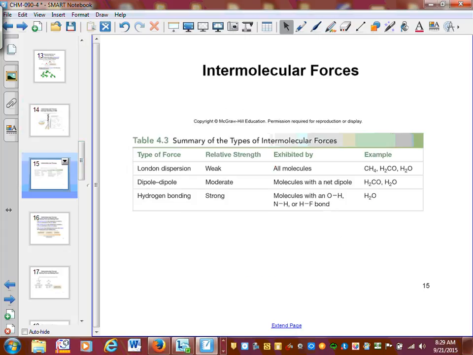So, summarize. London dispersion forces, they're weak. All molecules, all covalent compounds have them. Dipole-dipole are moderate. So those are molecules with a net dipole, so polar molecules. Hydrogen bonding, strong, molecules with hydrogen attached to either oxygen, nitrogen, or fluorine.